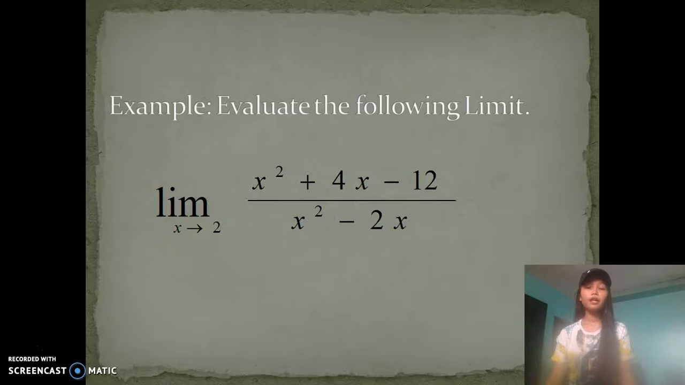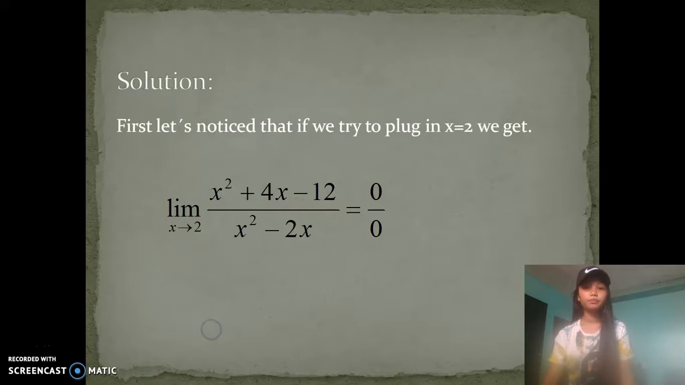Example: evaluate the following limit. Limit of x squared plus 4x minus 12 over x squared minus 2x, where x is approaching 2. Solution. First, let's notice that if we try to plug in or directly substitute x equals 2, we get 0 over 0, which is indeterminate or does not exist. So, we can't just plug in or directly substitute x equals 2 to evaluate the limit. So, we're going to do something else.